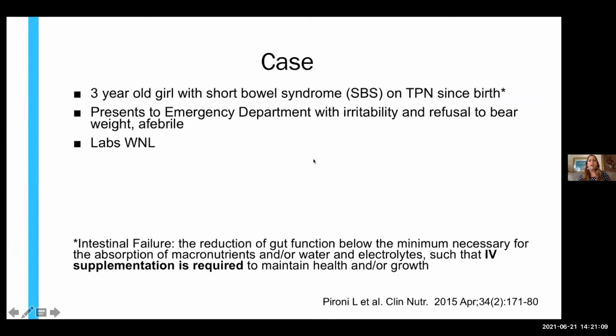So I'm going to start off with a case that I had a few years ago. This was a 3-year-old girl with short bowel syndrome on TPN since birth. And I just wrote over here, to remind everybody, the definition of intestinal failure. These are children and adults that are dependent on IV supplementation to maintain adequate health and growth. She presented to the emergency department with irritability and refusal to bear weight. She was afebrile. Basic lab evaluation was normal.